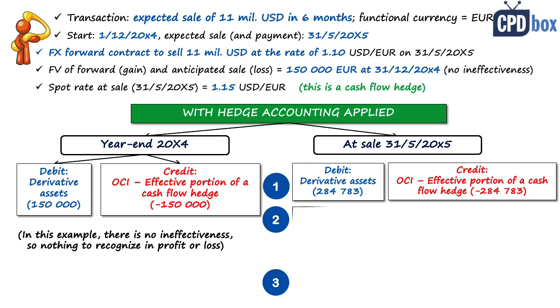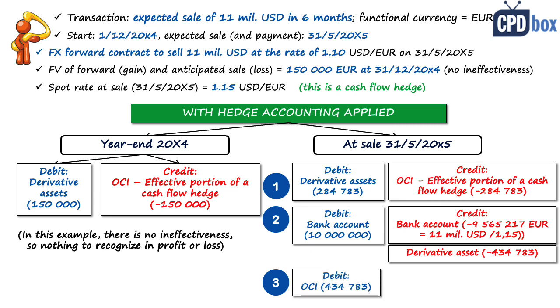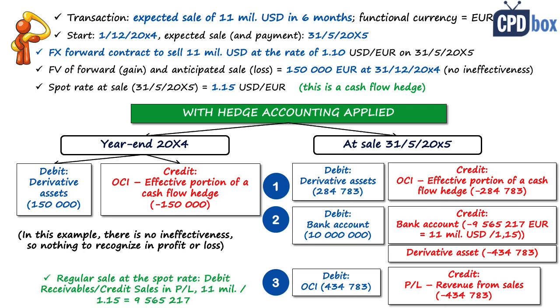Number 2 is just the same entry as before with no hedge accounting for settlement of the derivative with the bank. So we debit bank account with 10 million, we credit bank accounts with 11 million US dollars at the spot rate of 115, and we also derecognize the derivative asset in full. Finally, number 3, we debit cash flow hedge reserve in full, and we credit revenues from sales in profit or loss. See, here the hedge accounting makes it possible to adjust sales revenue, not like before without it. Do not forget to recognize a regular sale transaction at a spot rate.